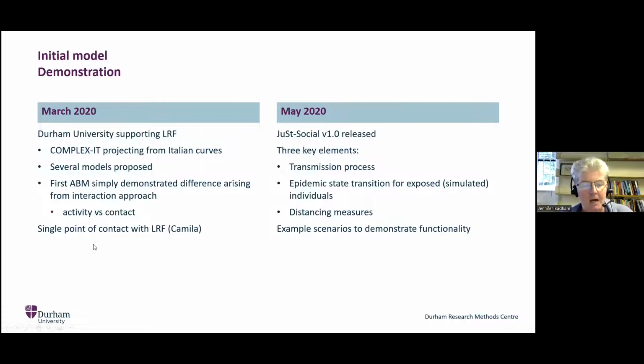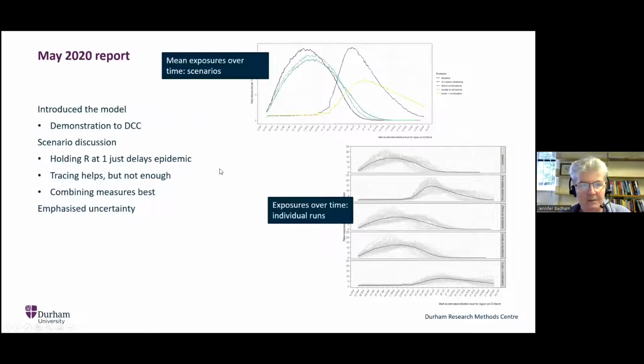Okay, and all of this work was being done through Camilla, reporting to the LRF. So over that first couple of months, I built the first version of Just Social. And there were three key elements, the three elements that I outlined before: the transmission process, epidemic state transition, and distancing scenarios, distancing measures.